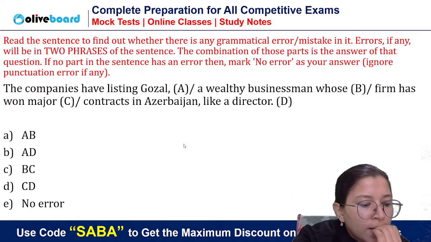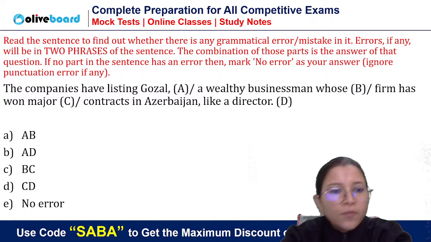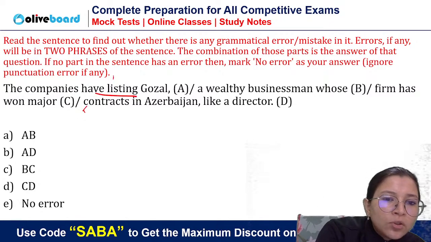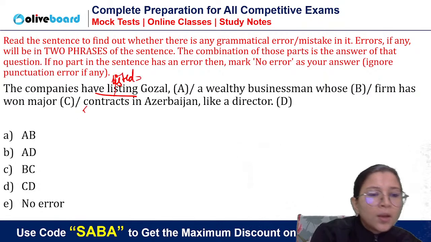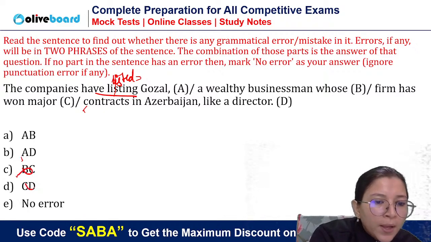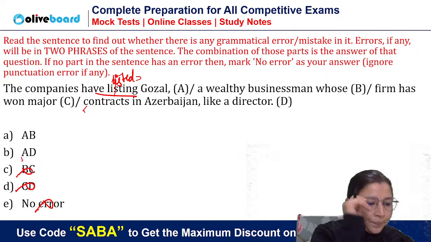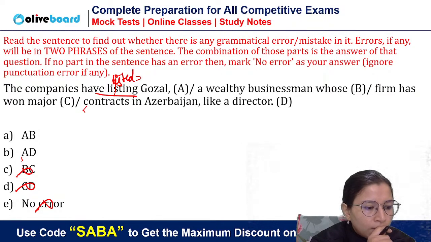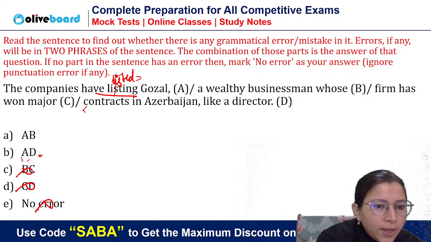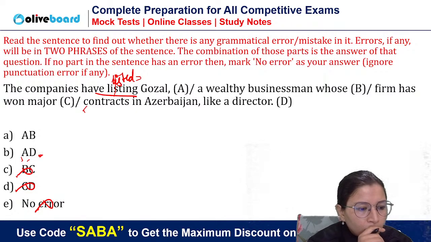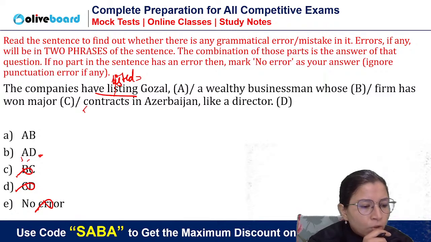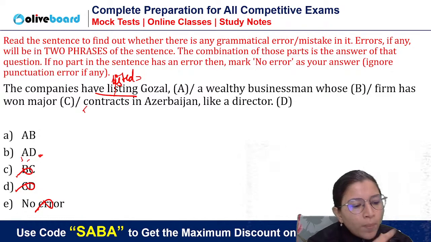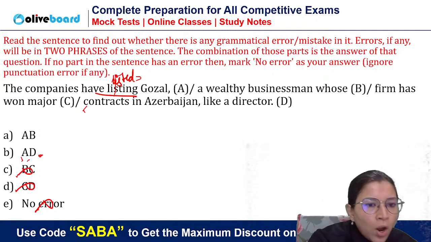What is wrong? Can anyone tell me? See, one error: we all can find that companies have listing is wrong, companies have listed goes up. Okay, so A is wrong. Either the answer will be A or the answer will be B. Now have listed, yes. Now A, B or A, D? So like I can see many are saying A, D is wrong. What is wrong in D? Director is wrong. Why from Azerbaijan? Don't just forcefully search for errors.